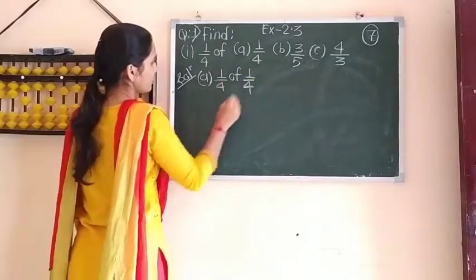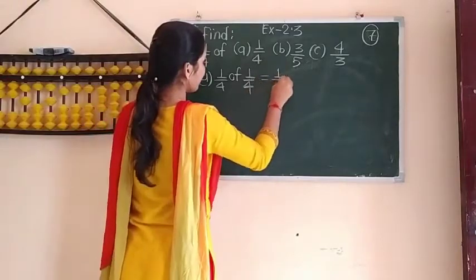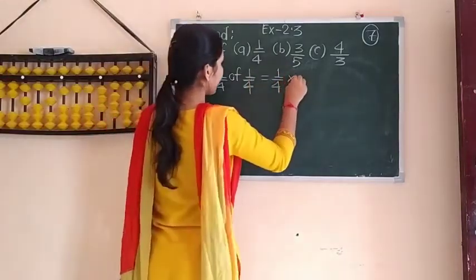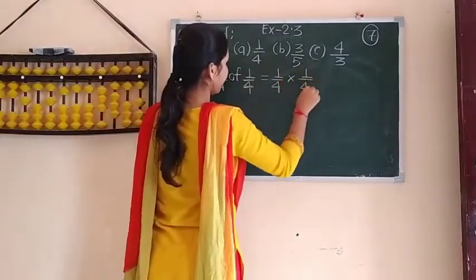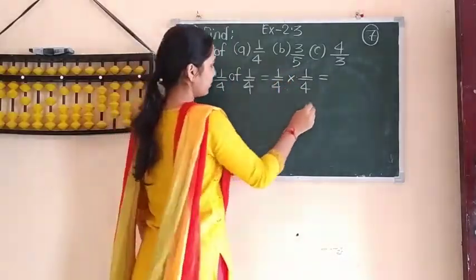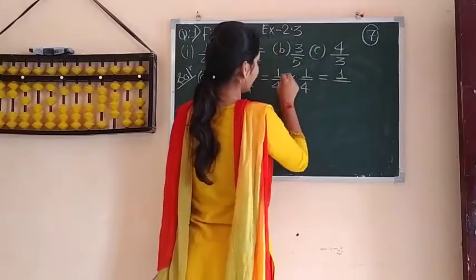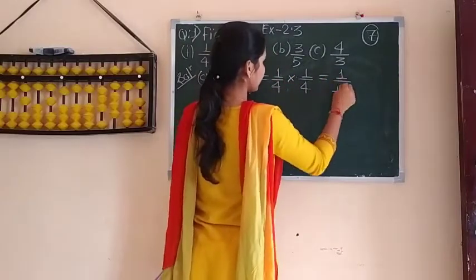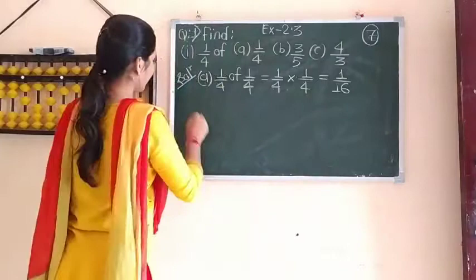Okay, so you know how to solve this. Replace the "of" by a multiplication sign: 1 by 4 times 1 by 4. Numerator multiplied by numerator and denominator multiplied by denominator. 1 upon 1 ones are 1 and 4 fours are 16. So this is the answer for A. Now B.